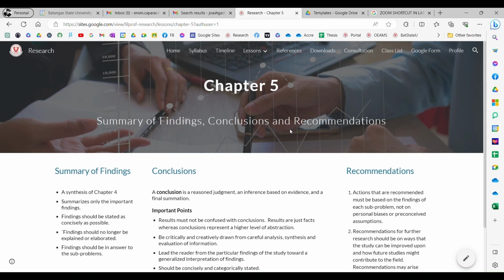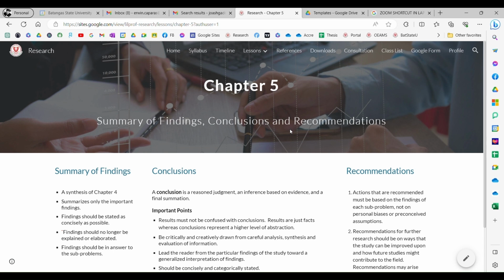Okay, so for today we will be discussing chapter 5 as well as the abstract, the last two parts in the preparation of your manuscript. Chapter 5 is entitled the summary of findings, conclusions, and recommendations, and this will be the subheading for chapter 5. When we say the summary of findings, they are actually a synthesis of chapter 4.